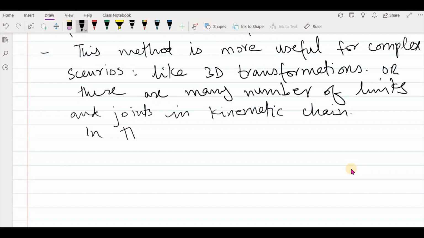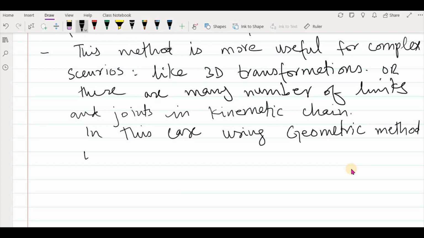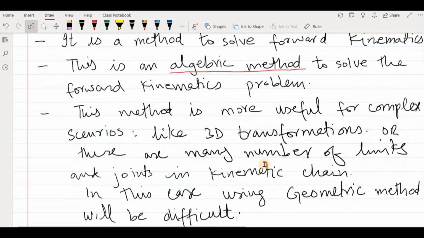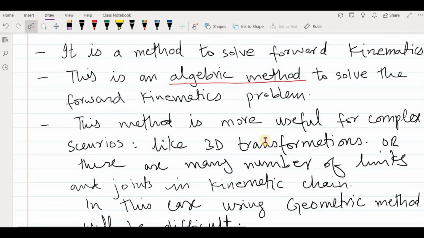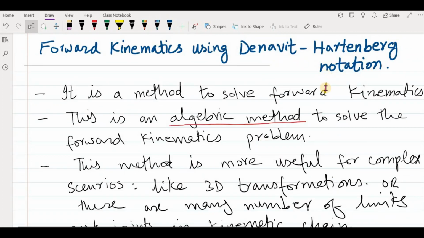So in this case, using the geometric method will be difficult. The geometric method is very difficult to use, especially when the situation is very complex. There is a three-dimensional rotation and translations, and also there are many links and frames or joints. Then we use this algebraic technique, which is Denavit-Hartenberg notation.